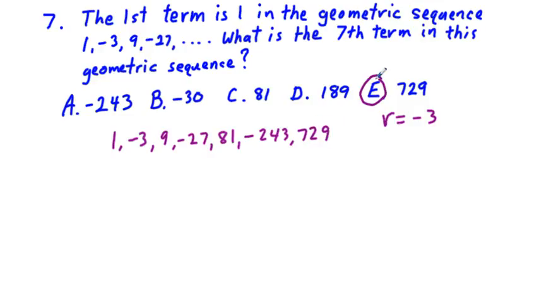So we have that. And then in pre-calculus, we have a sub n equals a sub 1 times r to the power n minus 1. And so for this, it would be a sub 7 equals 1 times negative 3 to the power of 6. You will get 729.